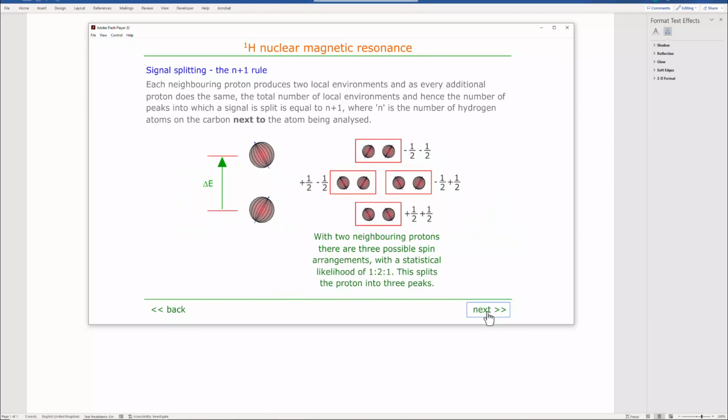And the splitting pattern is due to the two different possible magnetic fields that the spinning protons will produce. Now that means that if you're one hydrogen, it can either produce one magnetic field or another, so one hydrogen produces two magnetic fields. And those two magnetic fields will be felt by the neighbouring protons, and they will then be split into two separate signals.